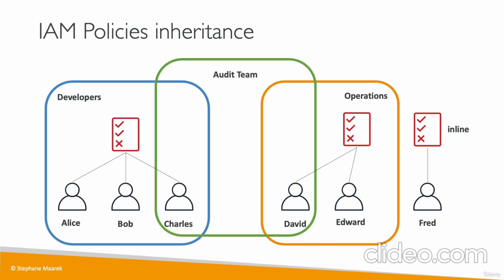And finally, if Charles and David both belong to the audit team, and you attach a policy to the audit team as well, Charles and David will also inherit that policy from the audit team.